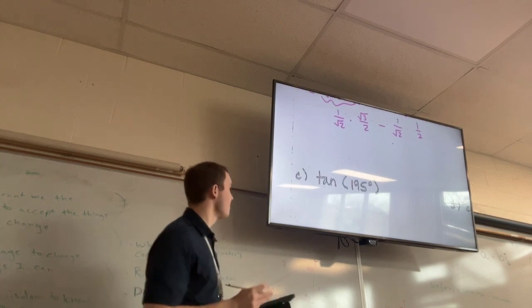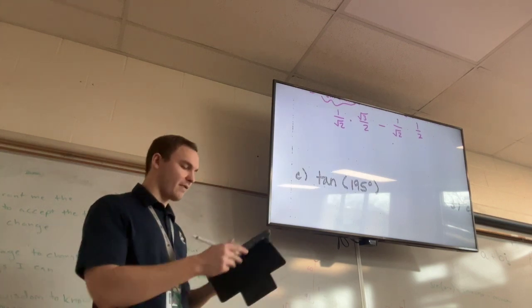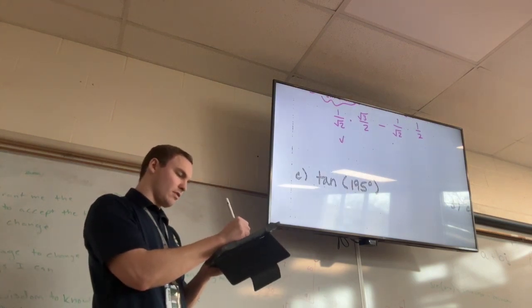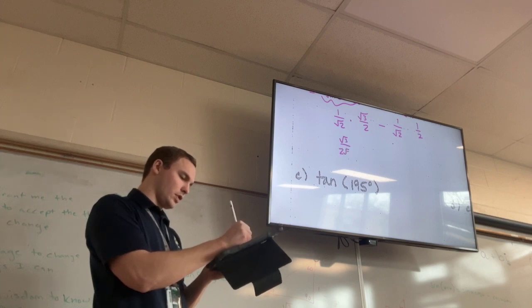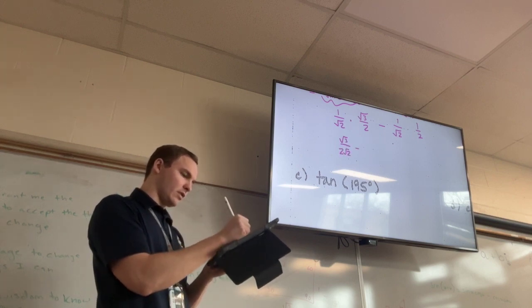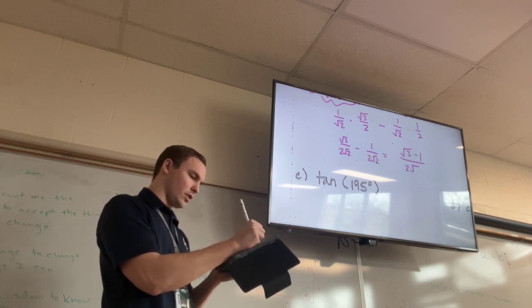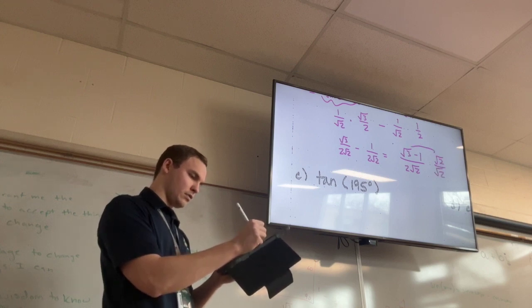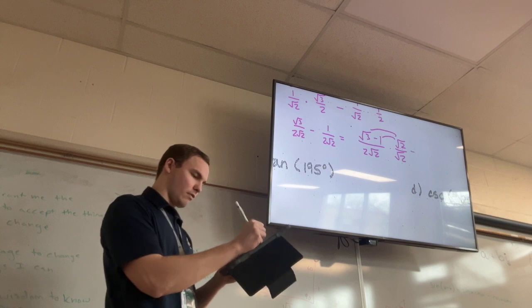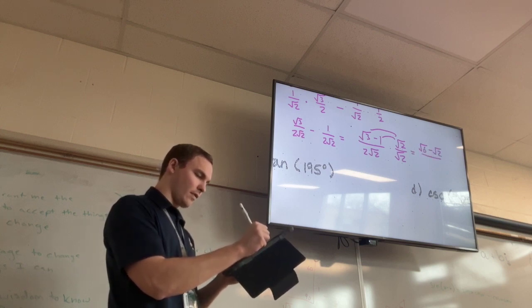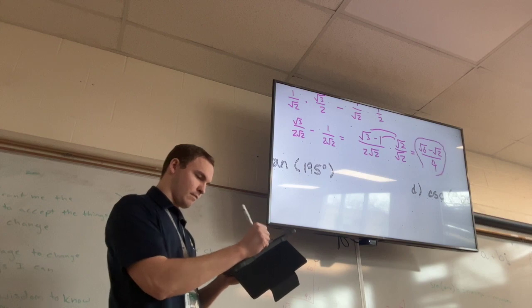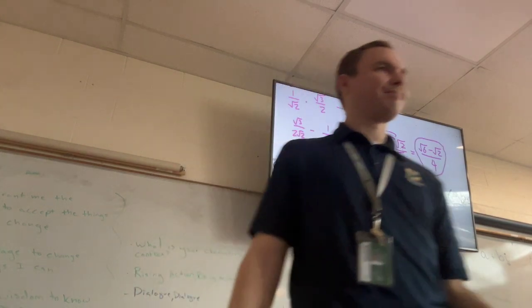That's our answer. Right there, we just need to do a little bit of simplifying, okay? So this becomes root 3 over 2 root 2 minus 1 over 2 root 2, which is root 3 minus 1 over 2 root 2. Rationalize. You get root 6 minus root 2 all over 4. There you go. That's the answer.